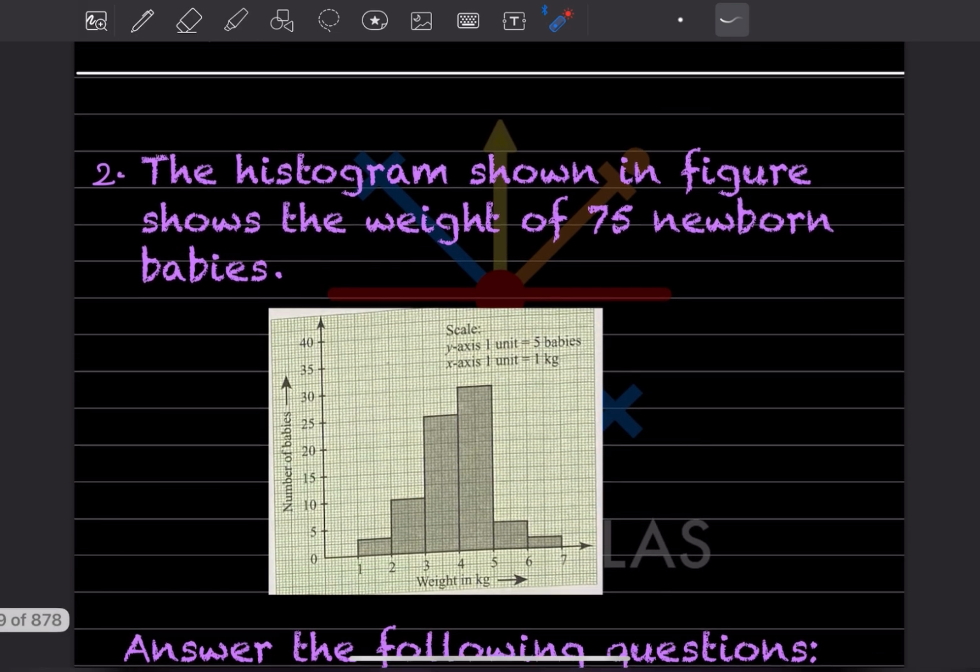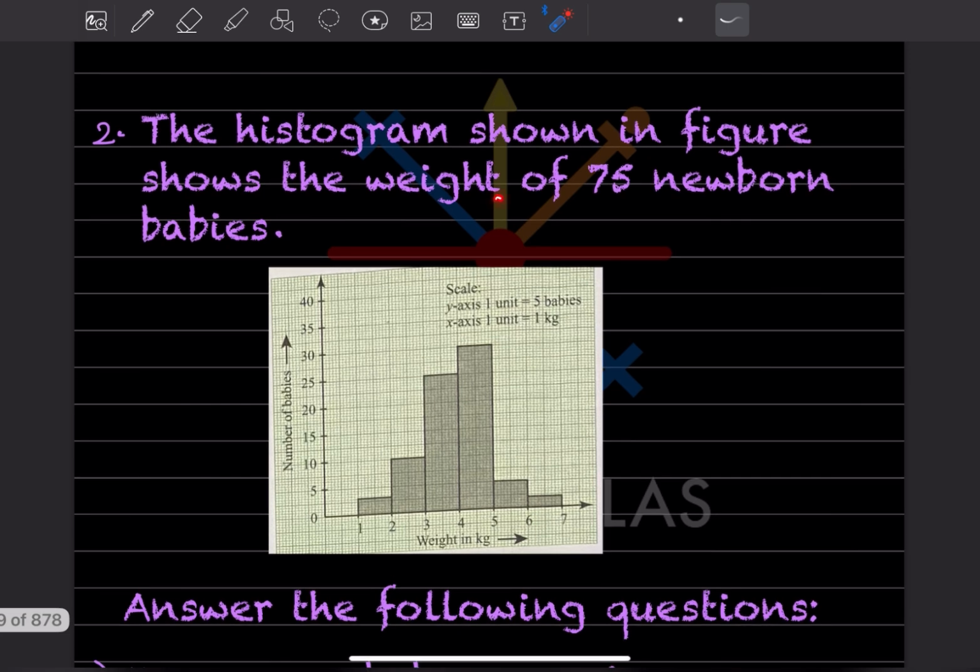Now the next one. The histogram shown in the figure shows the weight of 75 newborn babies. Before that, let me tell you about the histogram. There is always a confusion between the bar graph and the histogram. Here, whenever we take a range, suppose from 1 to 2, there is no gap in between these bars, and in between 2 and 3. But whenever we take a bar graph, we keep a gap in between.